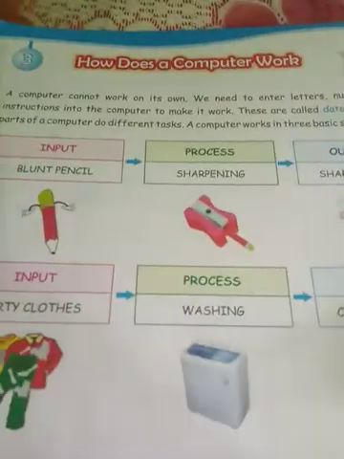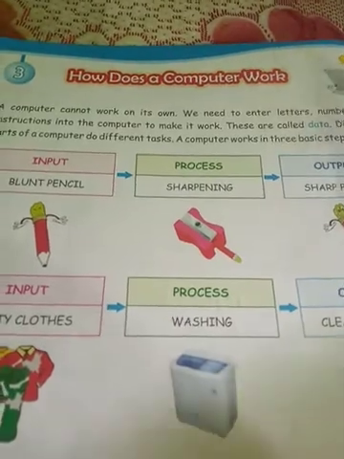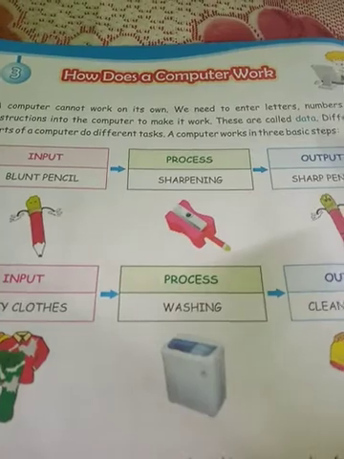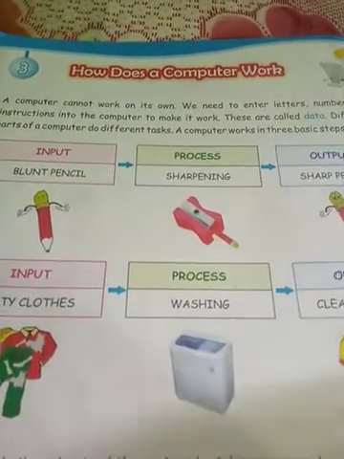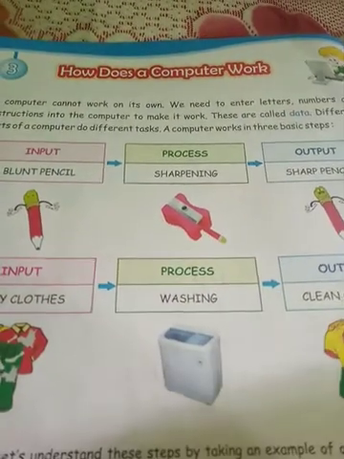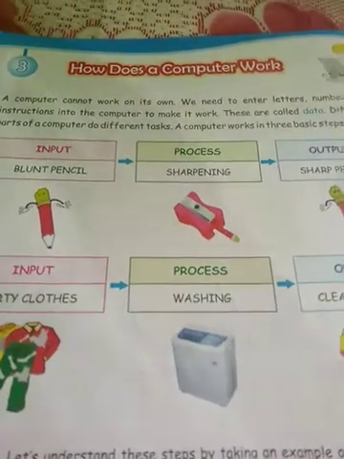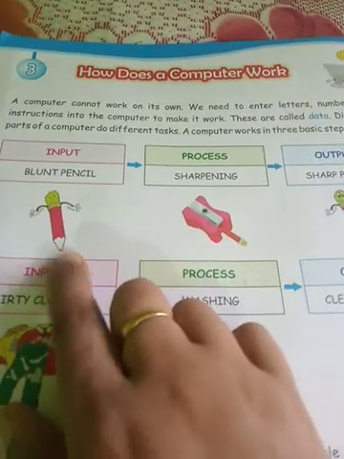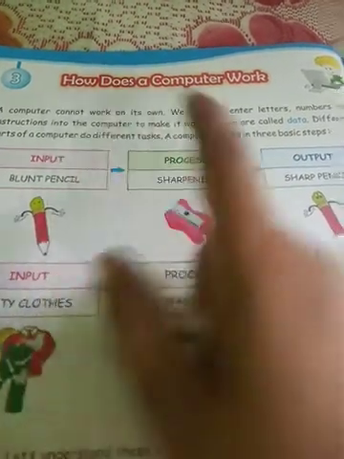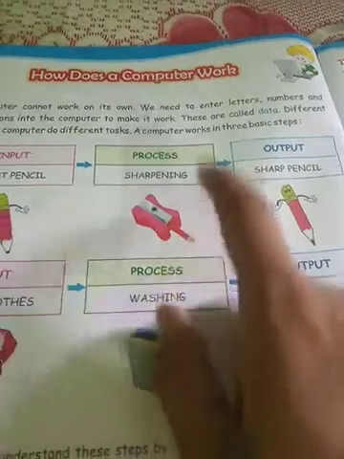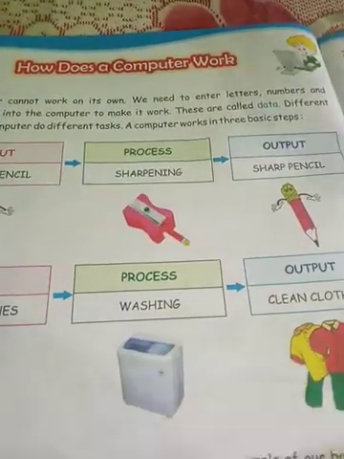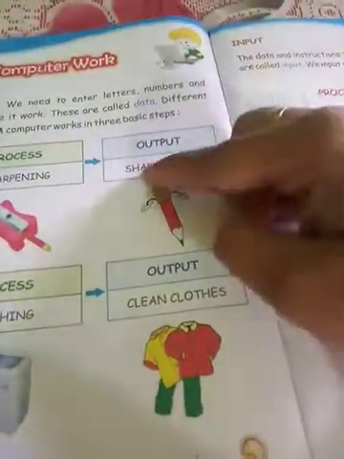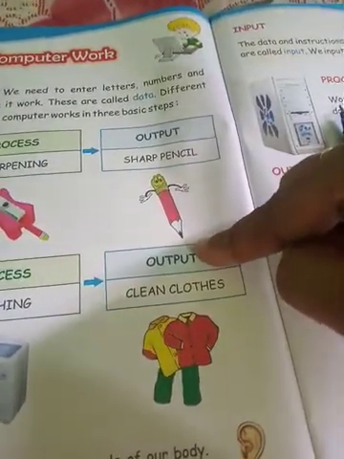Again I am making you understand. How many basic steps of computer? 3. Input, process and output. Okay. So now you want to sharpen your pencil. If you have to sharpen your pencil, you need a blunt pencil. When you get the blunt pencil, then you will sharpen the pencil. So what is the process? Sharpening is the process. And what is the result? You will get the sharp pencil.